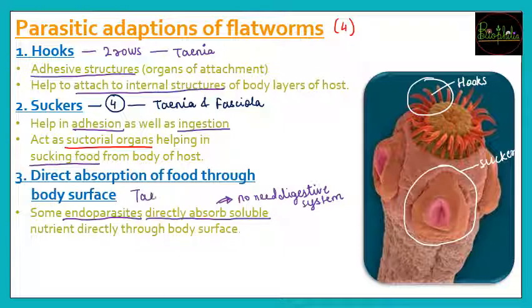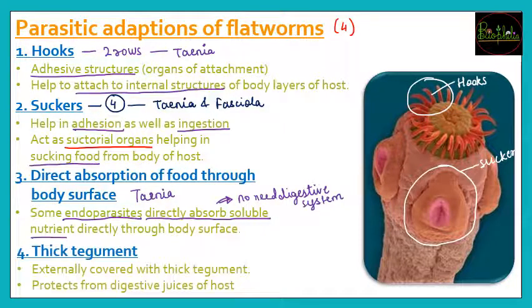So tapeworms कौन से होते हैं? Taenia. So Taenia is going to be the tapeworm जहाँ पे digestive system नहीं होता है, because they are directly going to absorb the soluble nutrients. So they need not to digest, directly digested nutrients will be absorbed.